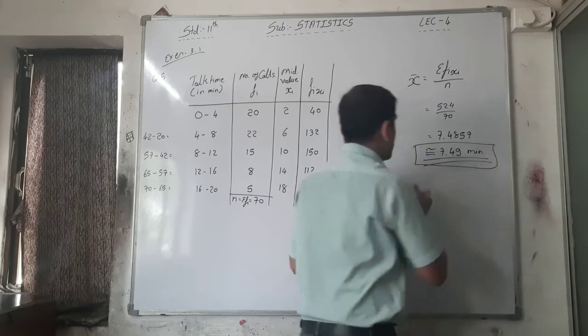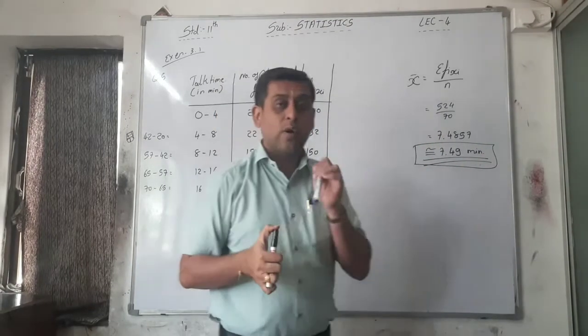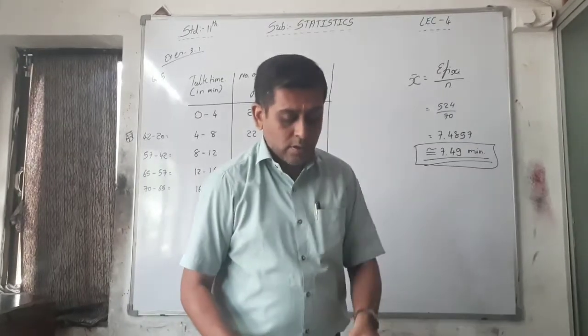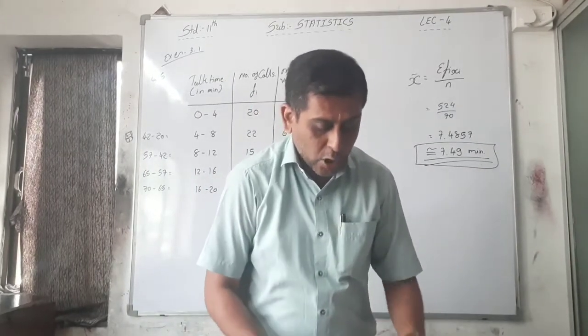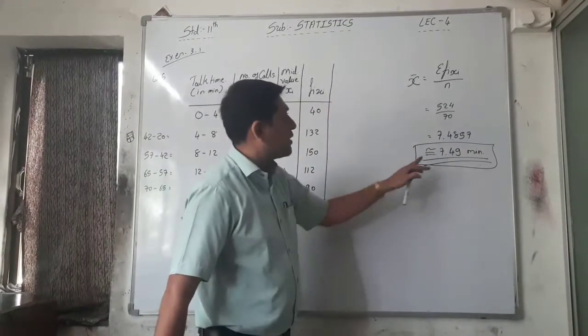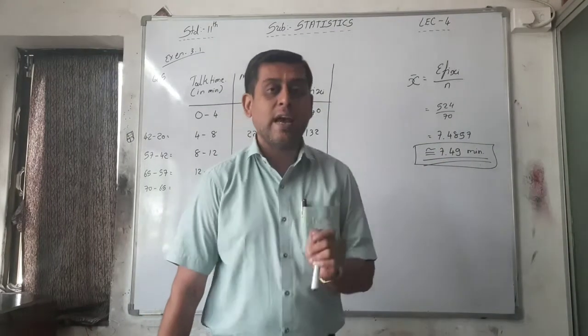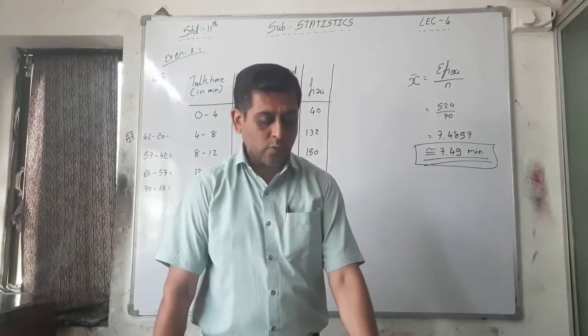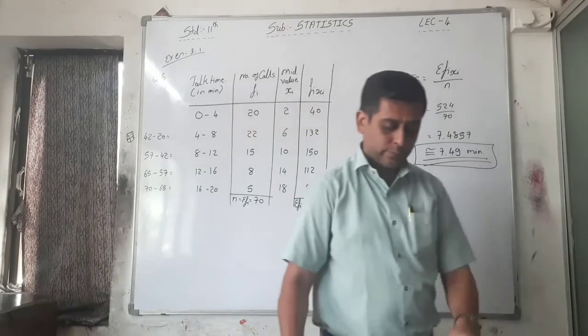Please write this down, and you have to write one line again: thus the average or mean talk time of the particular person is 7.49 minutes. Okay, so first of all write this down.